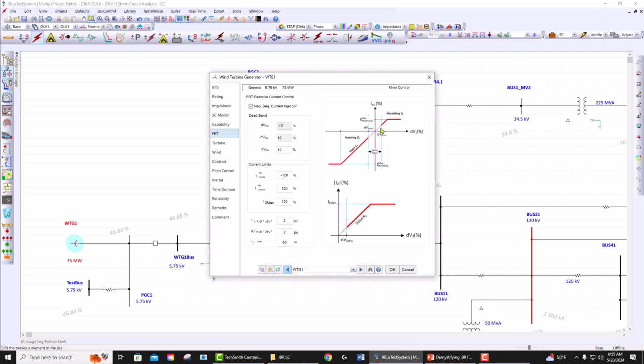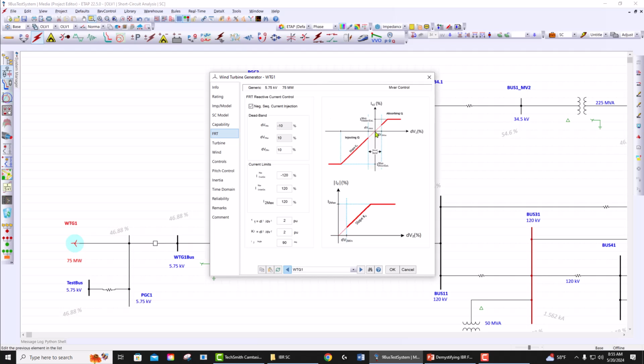Typically, during the short circuit study, we have a voltage drop, so the voltage falls in this third quadrant, which means that we are injecting reactive power into the system. How much reactive power we inject depends on basically delta V.